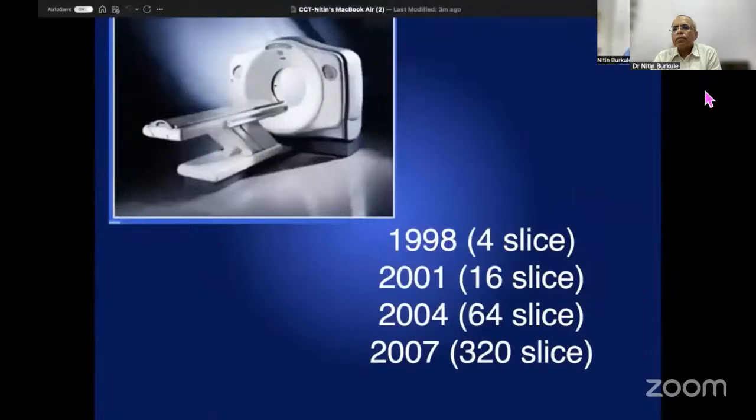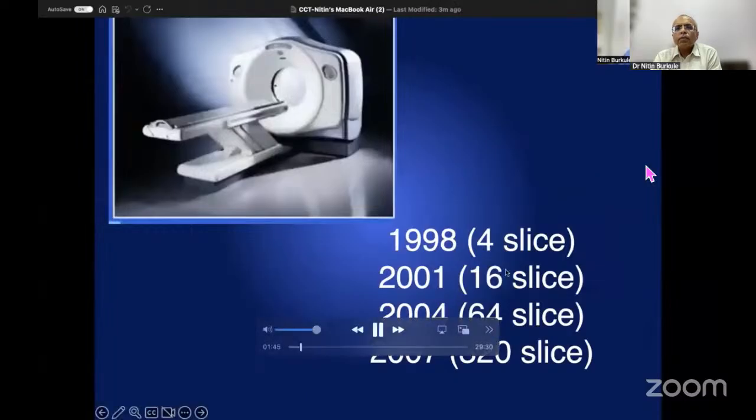The CT technology progressed really fast. In 1998, we had 4-slice CT scanners. In 2001, we had 16 slices. In 2004, we had 64 slices. Now the 64 slice becomes the workhorse for coronary CT. And in 2007, we had even 320 slice CT, making acquisition of the heart in one single heartbeat possible.